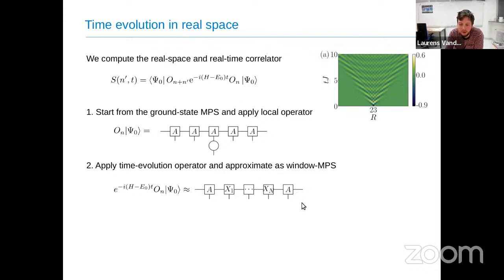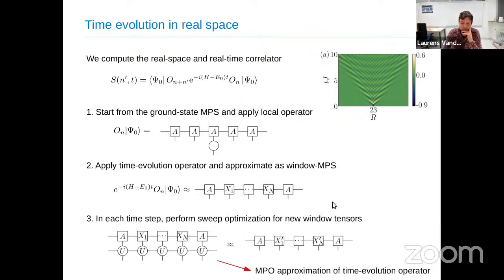We call this window MPS, on top of your infinite MPS background. We take a number of different tensors in some kind of region that we allow to change as time progresses. So for the experts, what we do is we just take some MPO approximation of the time evolution operator, and we do some kind of sweep optimization for every small time step.